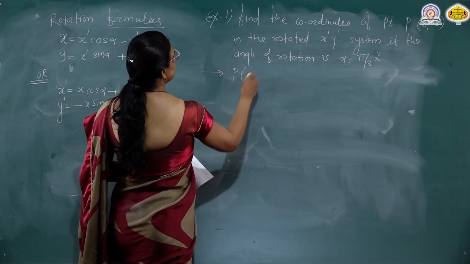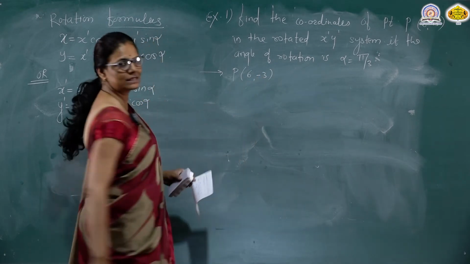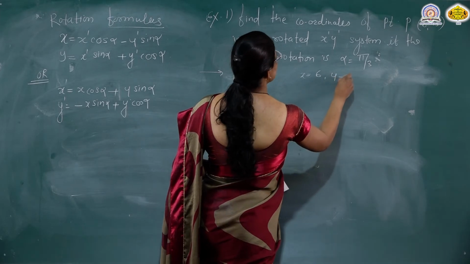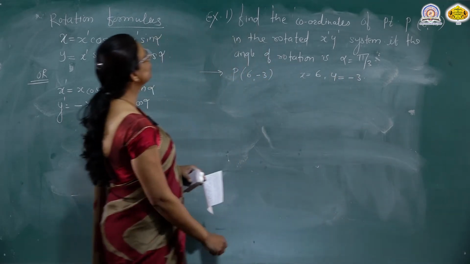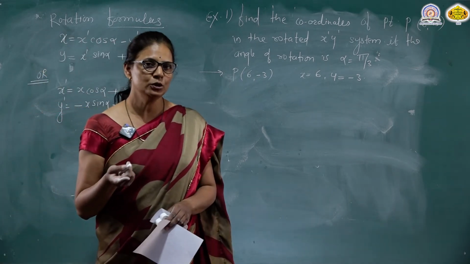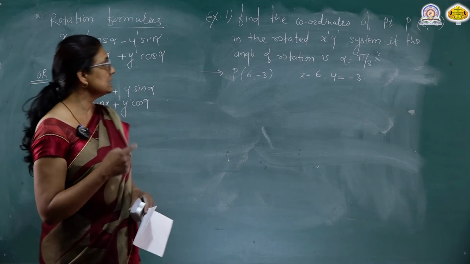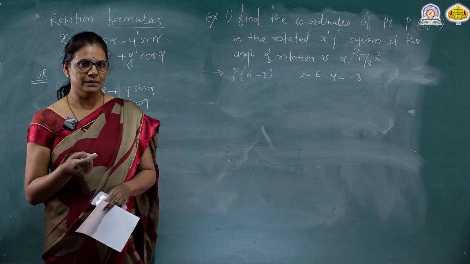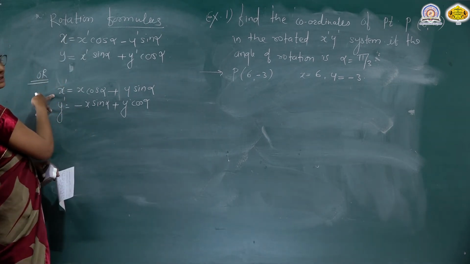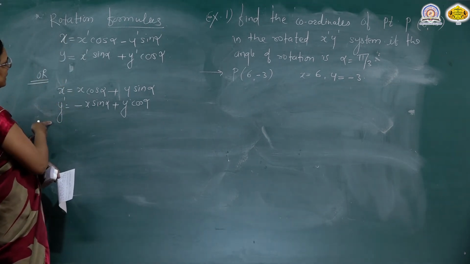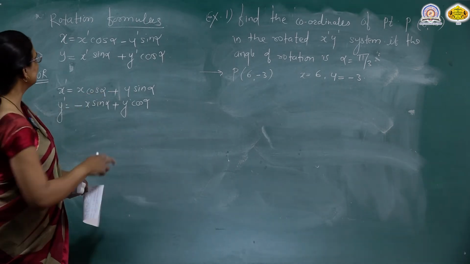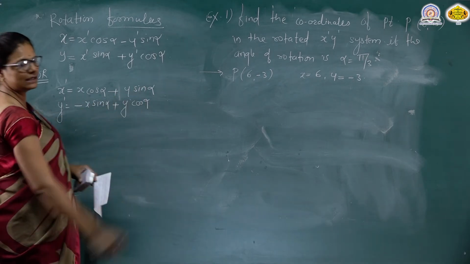We are given the coordinates of the point P with respect to the old system, that is, x is 6 and y is minus 3, and now we have to calculate the coordinates of the same point with respect to the new rotated system if the system is rotated through an angle pi by 3. For that you can use these formulas. Since we require x dash and y dash, express x dash and y dash in terms of x and y. For that, first we have to calculate cos alpha and sin alpha.